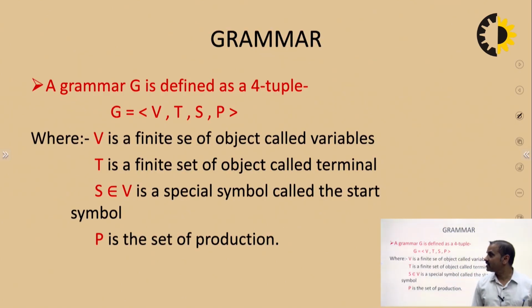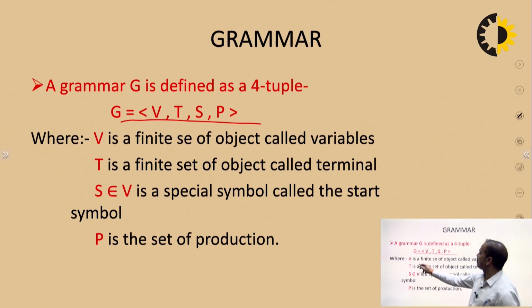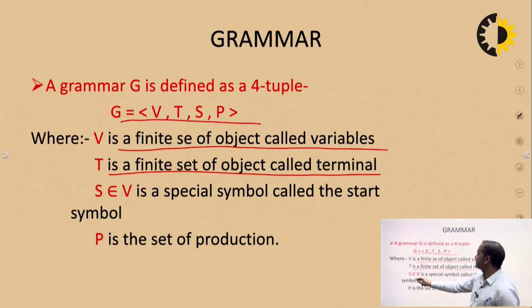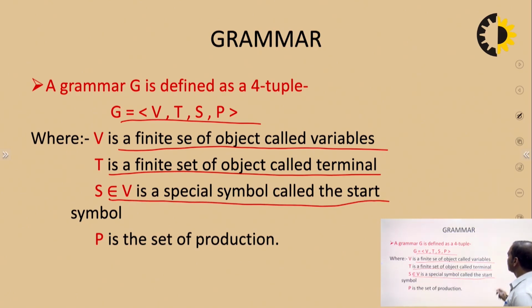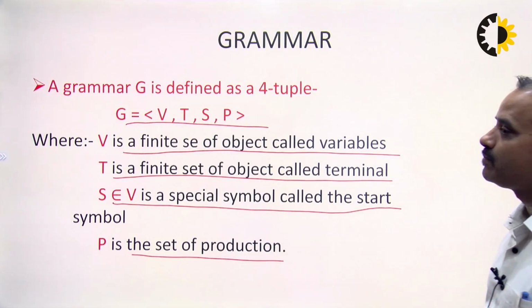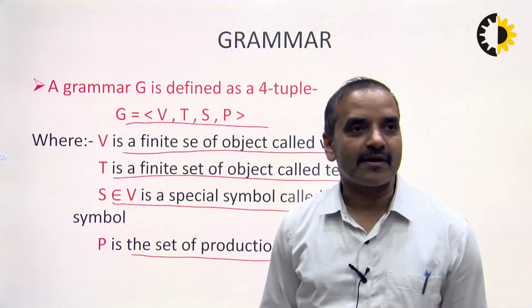Now, this is the grammar. This is the grammar G defined as a four tuple. Here, V, T, S, and P. These are the main parts of the grammar which we discuss. V is a finite set of objects called variables. T is a finite set of objects called terminals. And S is a special symbol called the start symbol. And P is the set of productions. This is the tuple form in which we represent the grammar.